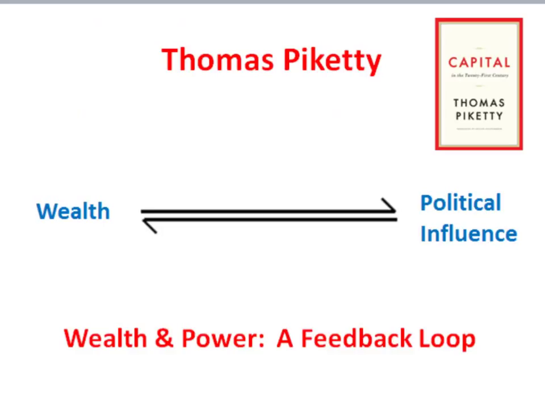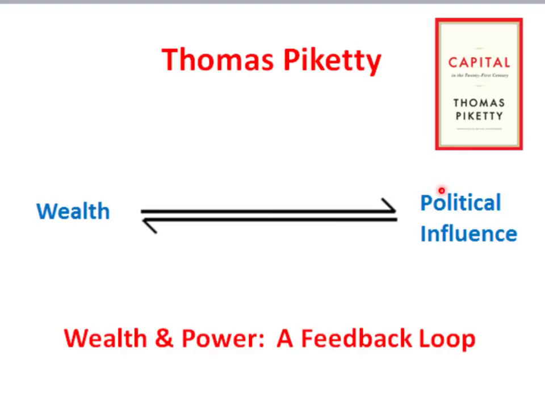So what we've got here with wealth and political power is a feedback loop. So the concentration of wealth in an elite gives that group disproportionate political influence. They can fund political campaigns, they can pay for professional lobbyists, they can own sections of the media, and all of these things gives the wealthy elite tremendous political influence.